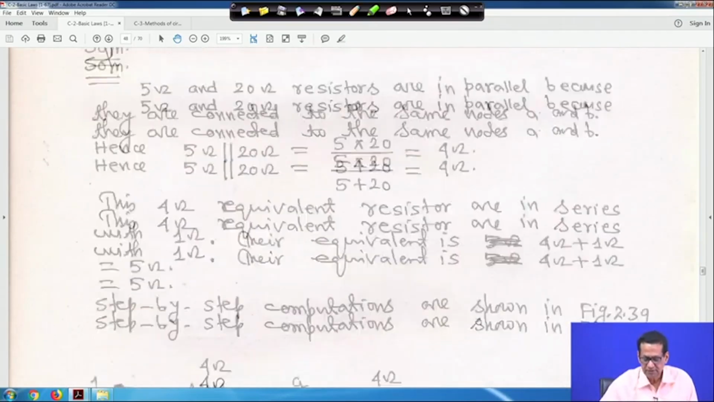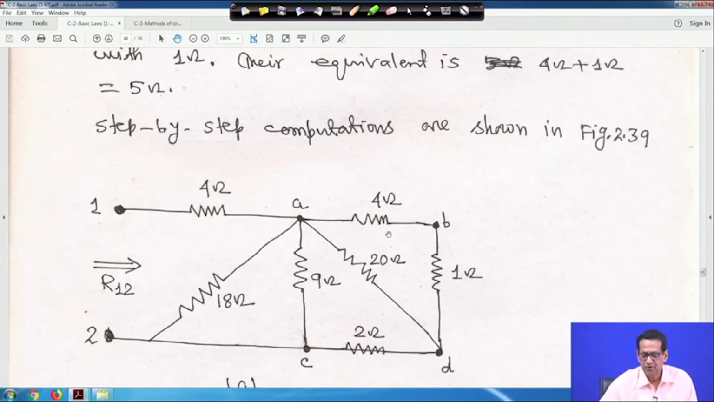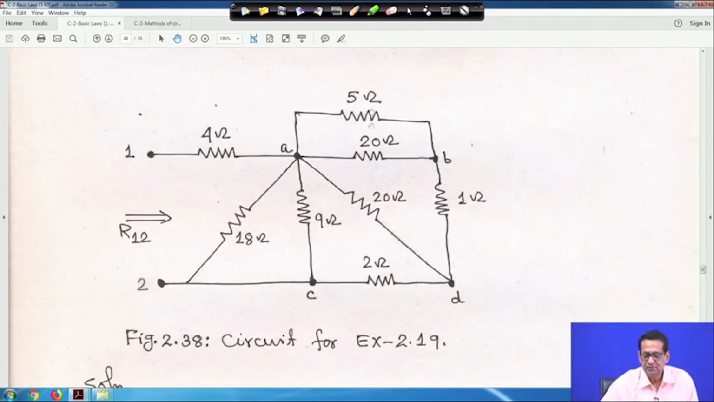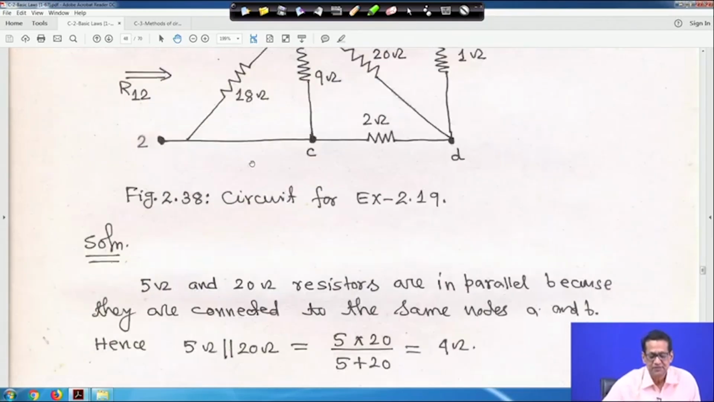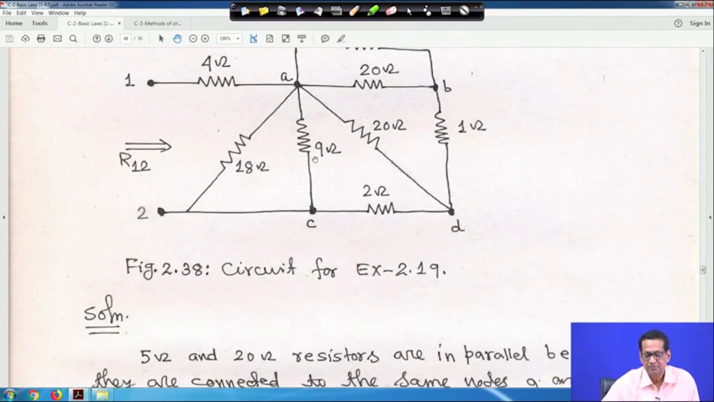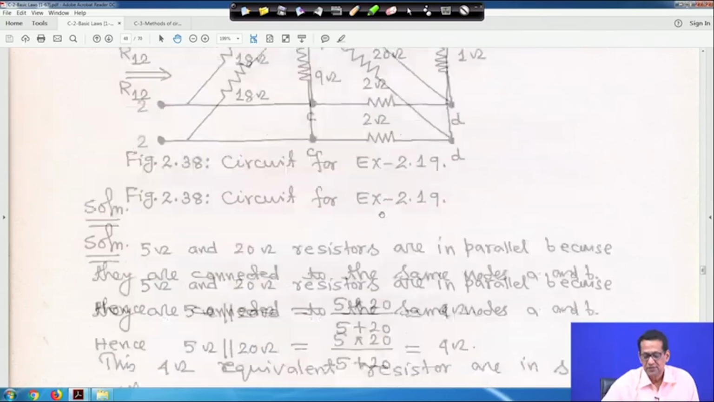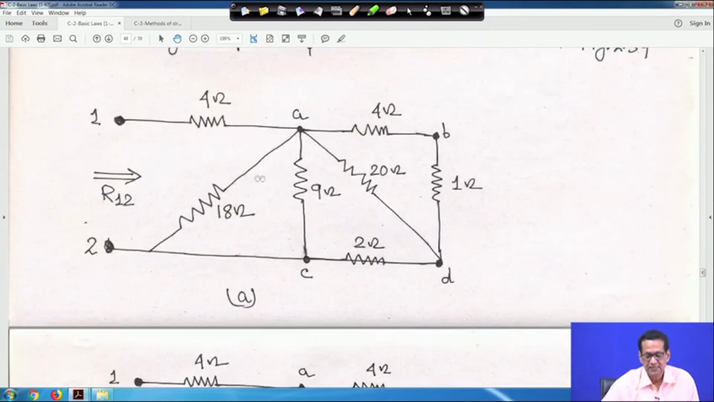So, if you draw the equivalent circuit, this 4 ohm, the equivalent of 5 and 20 ohm, is connected with 1. So 4 and 1 are in series, right. Look into that, 4 and this 1 ohm, the rest remains the same as it is: 4 ohm, 18 ohm, 9 ohm, 20 ohm and 2 ohm, and their node numbering marking, everything remains the same.